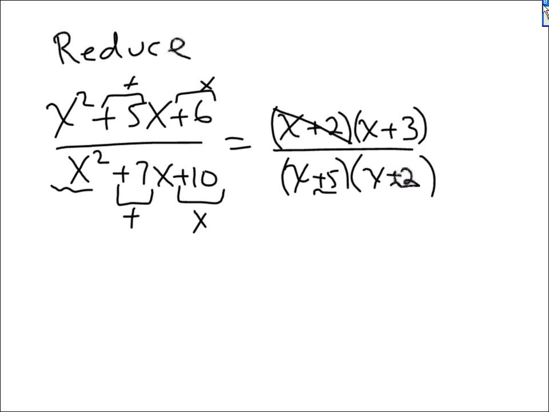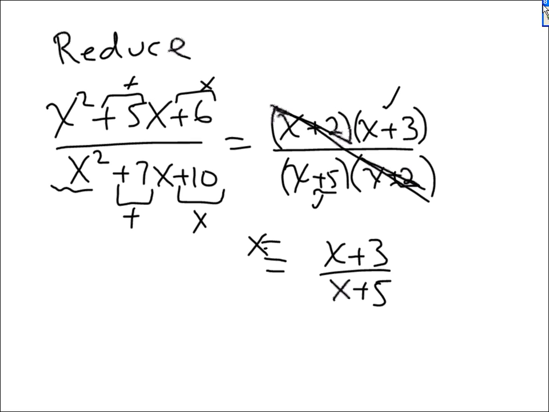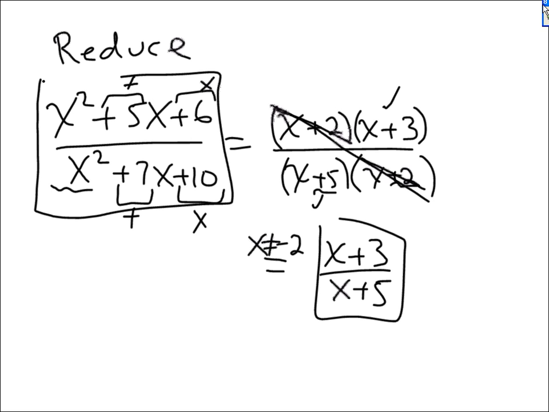You may want to say, well, that cancels out, and the answer is what's left over: x plus 3 over x plus 5. But, sorry, that's not true. This factor is not always 1. Not when x is negative 2. Okay, so now I know exactly this is equal to this as long as x is not negative 2.